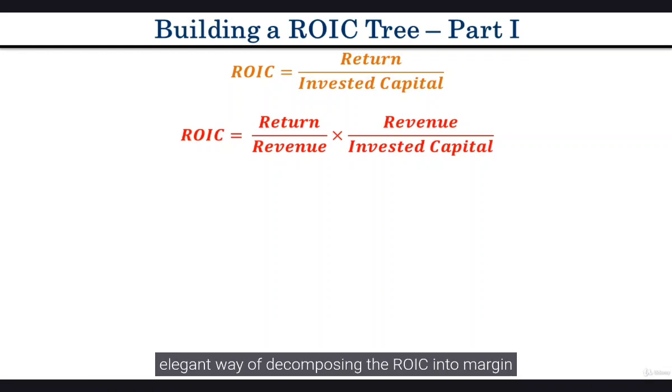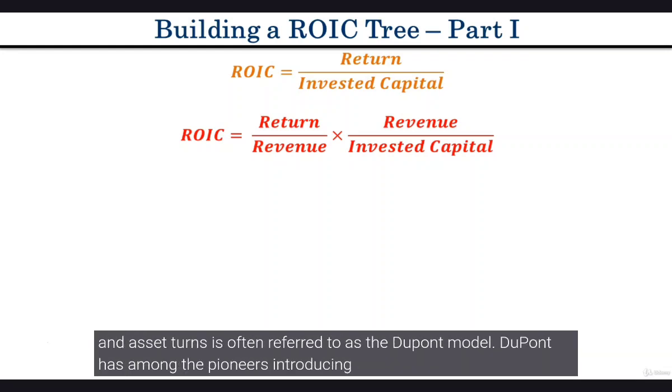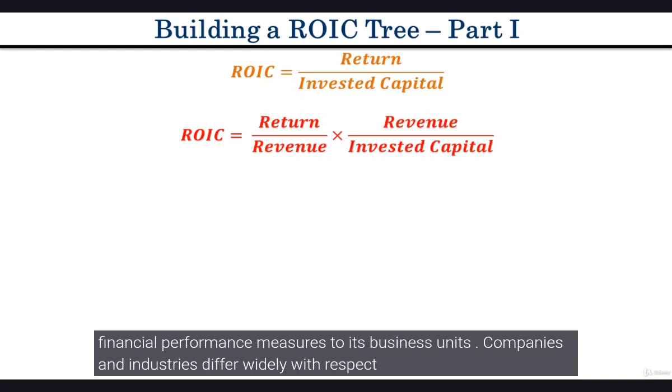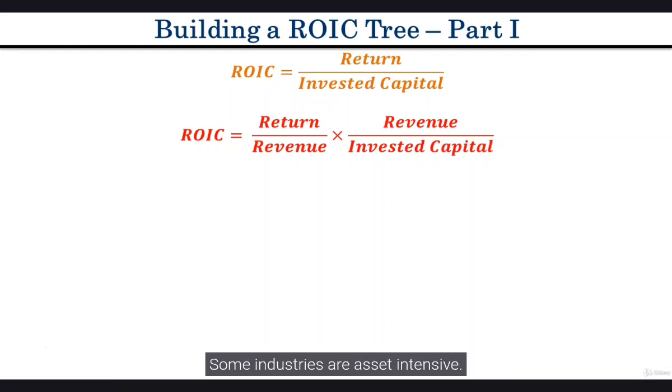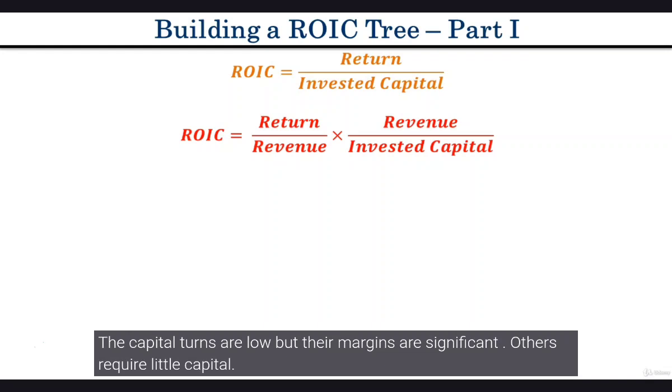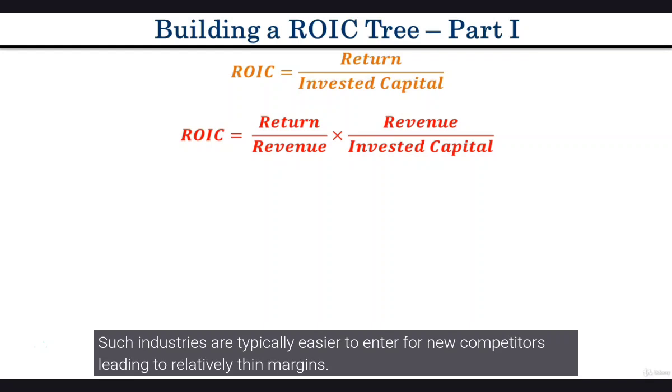This simple, elegant way of decomposing the ROIC into margin and asset turns is often referred to as the DuPont model. DuPont was among the pioneers introducing financial performance measures to its business units. Companies and industries differ widely with respect to how they achieve a specific return on invested capital. Some industries are asset intensive. The capital turns are low, but their margins are significant. Others require little capital. Such industries are typically easier to enter for new competitors, leading to relatively thin margins.